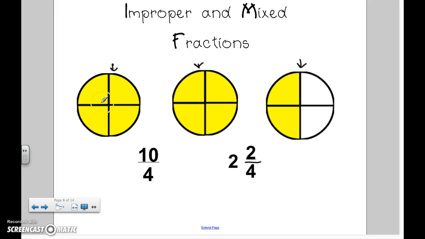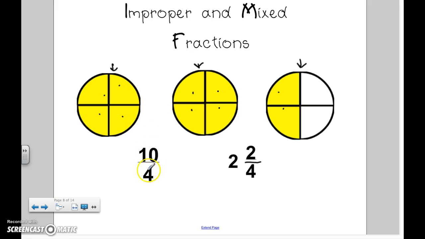There are 4 pieces here, 4 pieces here, and 4 pieces here. That's why the denominator is 4. Okay? Now, if I wanted to count how many yellow pieces there are: 1, 2, 3, 4, 5, 6, 7, 8, 9, 10. There are 10 yellow pieces.